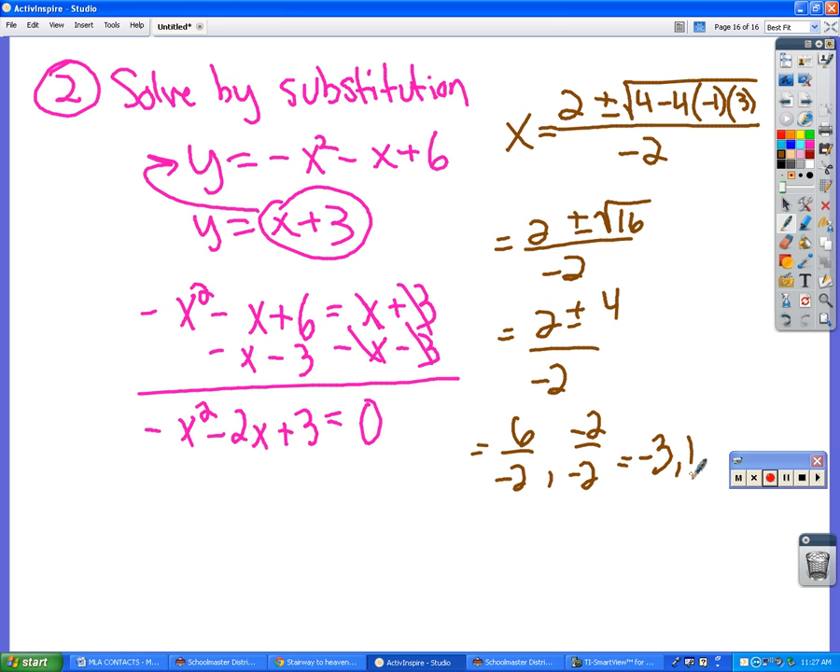Can you divide by 2? I could have divided everything by 2 first, yeah.